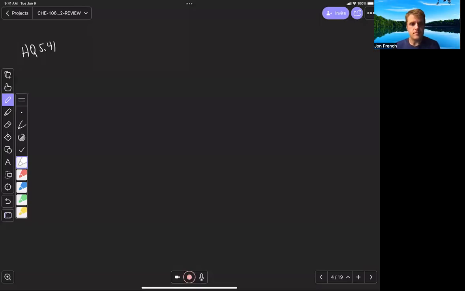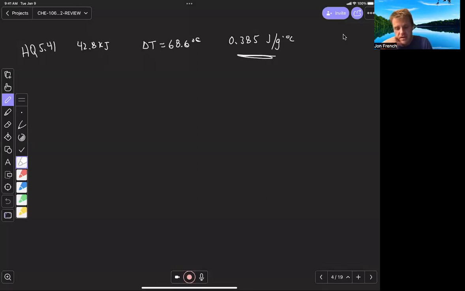So the kilojoules of heat that it started off with was 42.8 kilojoules. And the temperature rise is 68.6 degrees Celsius. And the specific heat is 0.385 joules per gram degrees Celsius. Right, so the first step, because our specific heat capacity is given in joules per gram.